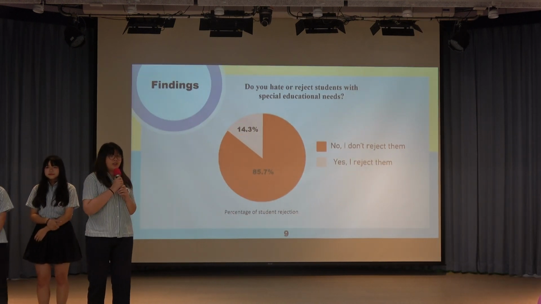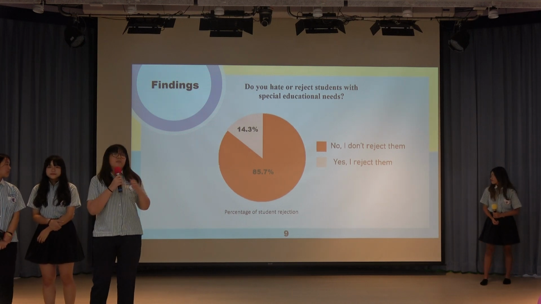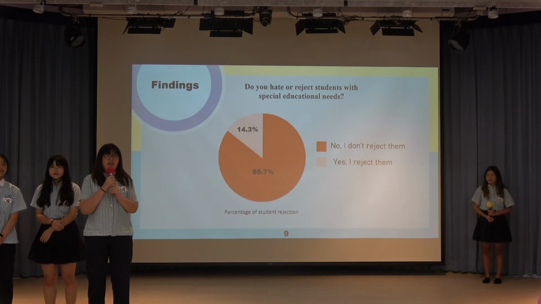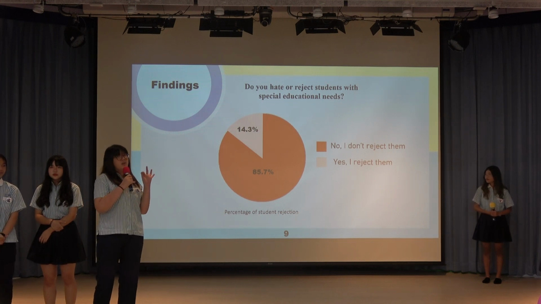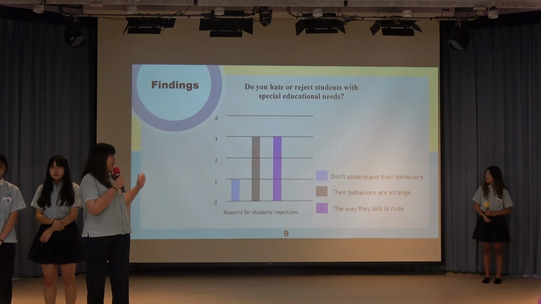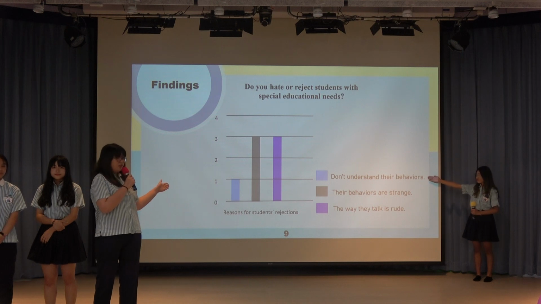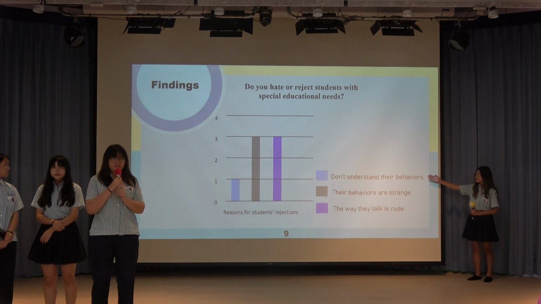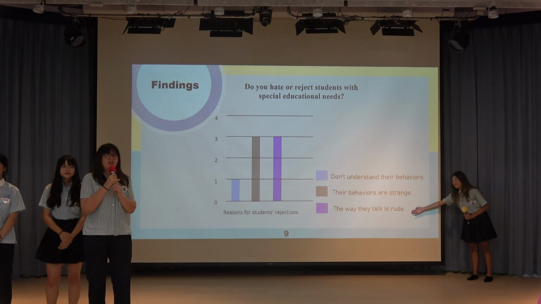Second, do you hate or reject students with special educational needs? From the chart, most students don't particularly hate or reject students with special educational needs. Only a small number of people hate or reject them. And from the bar graph, the reasons for disliking them are because they don't understand their behavior, consider their behavior as strange, or they think the way they talk is rude.